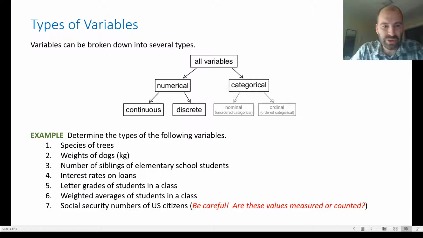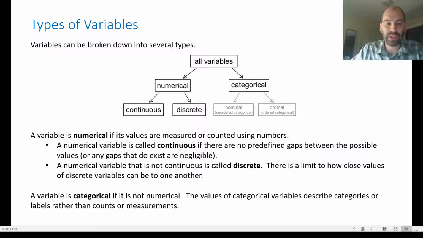And then number 7, Social Security numbers of U.S. citizens. And I have a warning there. Be careful. Ask yourself, are these values measured or counted? And think about it. You don't measure somebody's Social Security number, and you don't count it. It happens to be a number, but it's really a label, right? It's a label that happens to be a number. So in this case, we actually wouldn't call this numerical. Okay? If we look at the definition of numerical, it's numerical if its values are measured or counted using numbers.